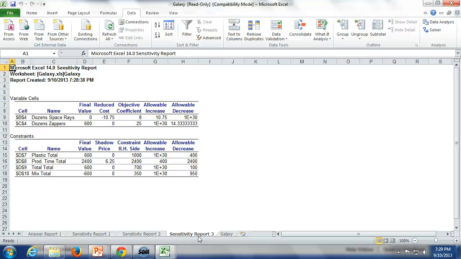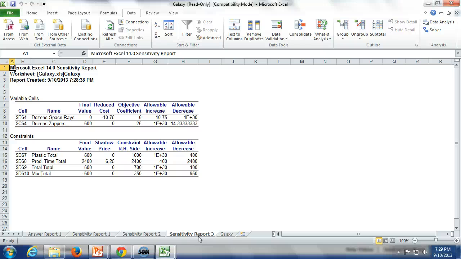It's the negative of the increase necessary for this to become positive in the final solution. I'm not making any space rays. It's telling us that I have to increase this coefficient by the negative of that, which, the negative of a negative is a positive. For me to start making space rays, their profit would have to go up to at least $18.75. You know what I'm saying? For it to become profitable for us to shift some production from zappers to space rays, this number would have to increase to $18.75. That's one thing it tells me.